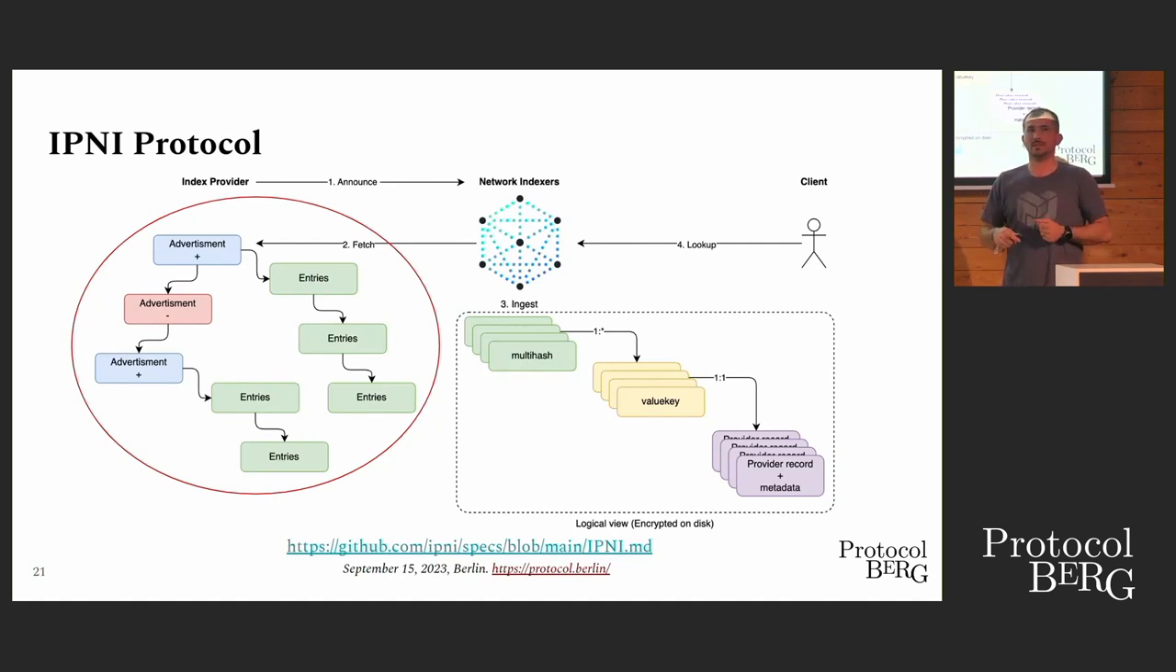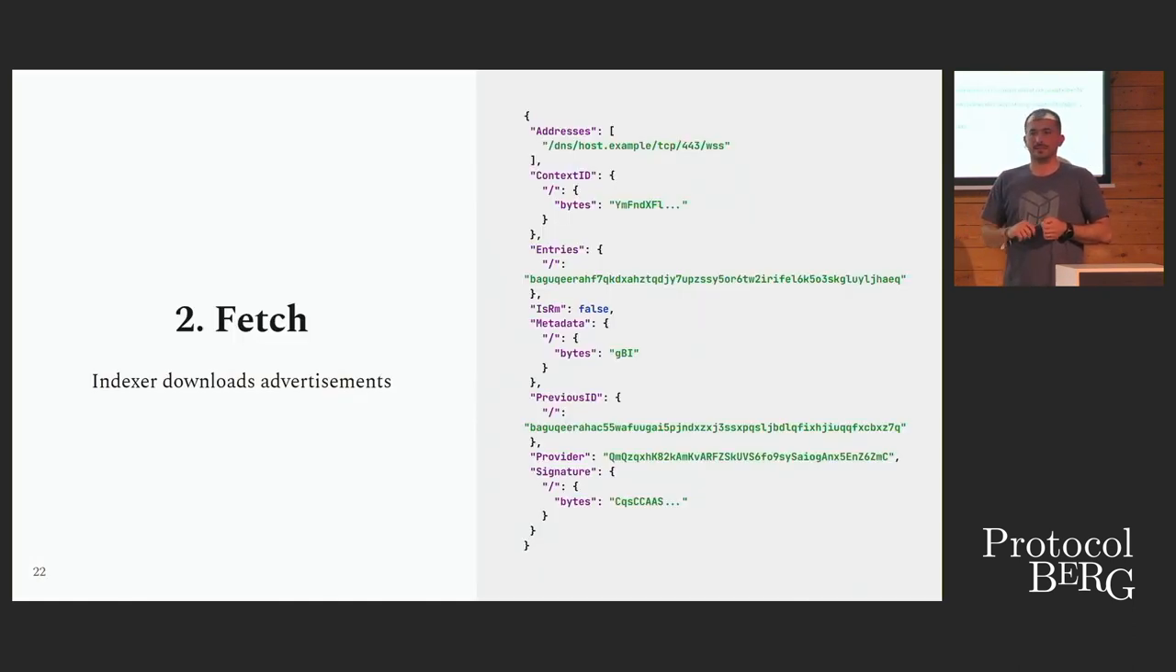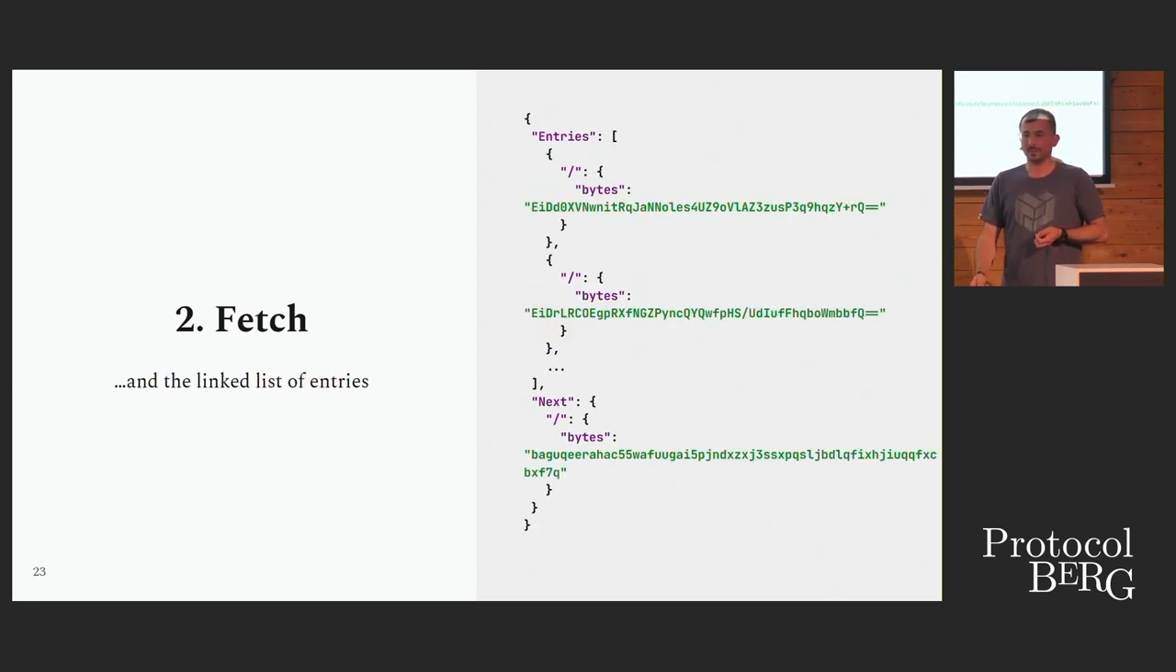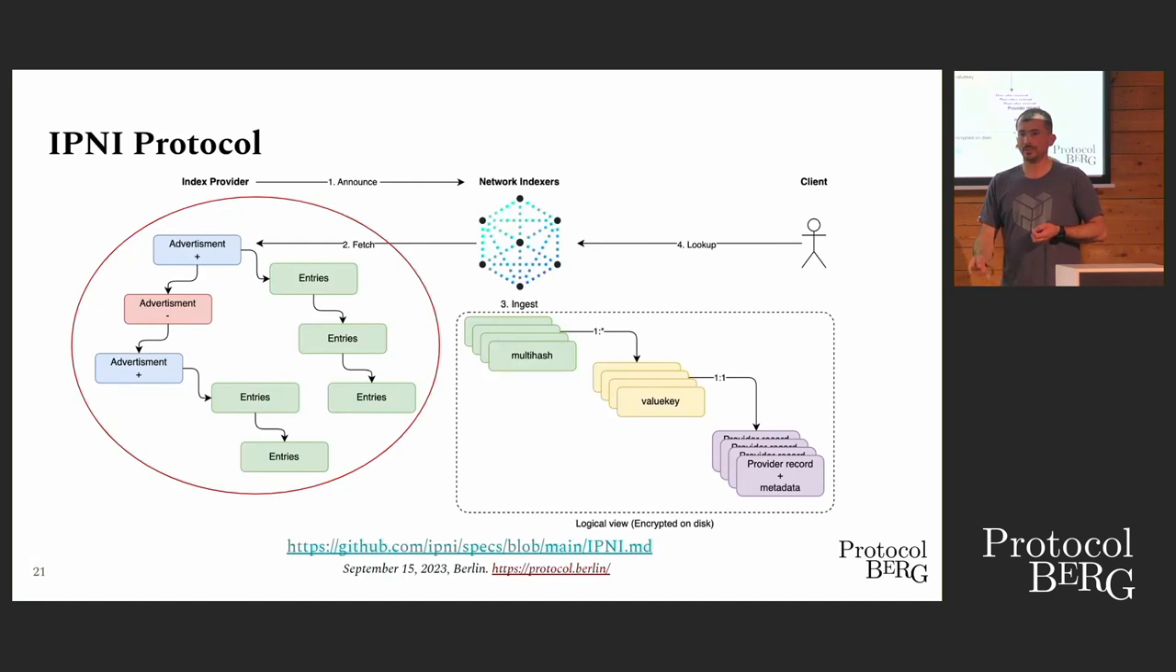What does the fetching look like, right? The fetching looks a bit like this. So the indexer goes and fetches the information from the index provider at its own leisure, right? Now I want to go back and show you this structure again. Remember, the advertisement chain and entries are immutable. This is a DAG, right?